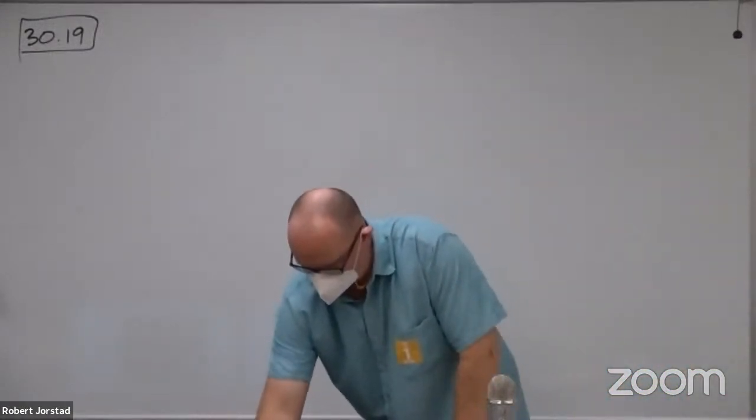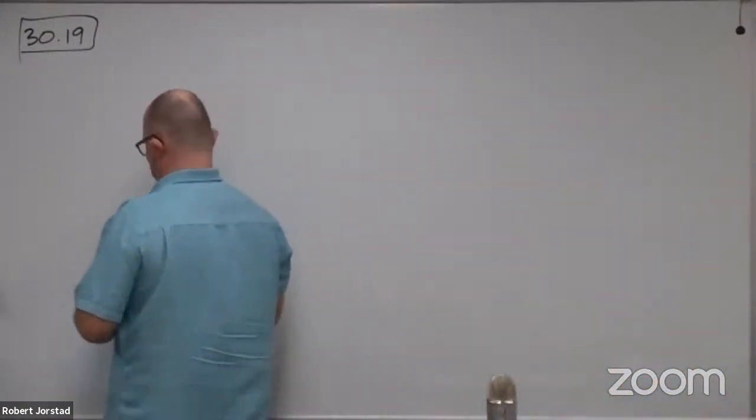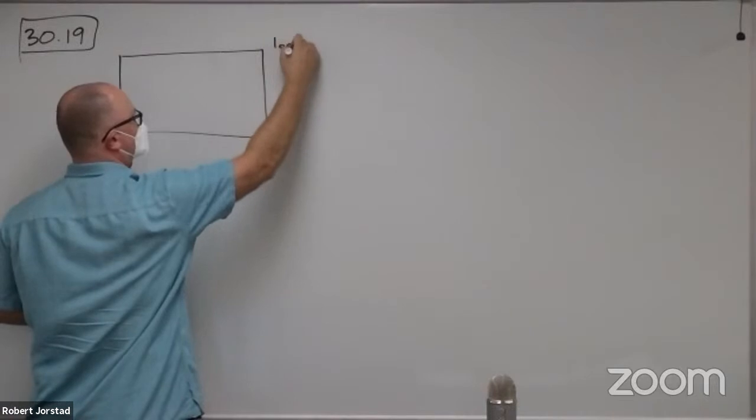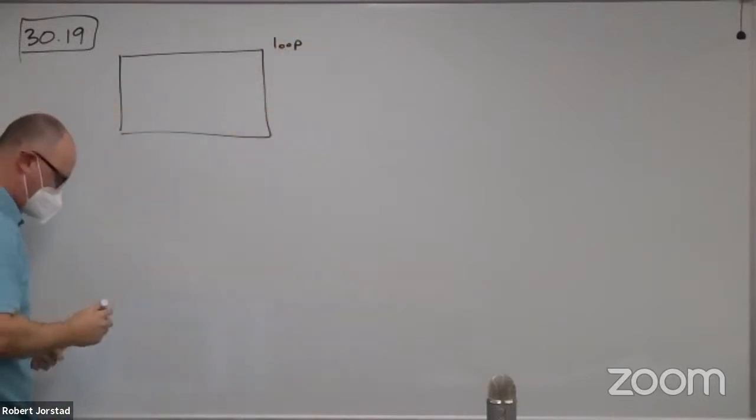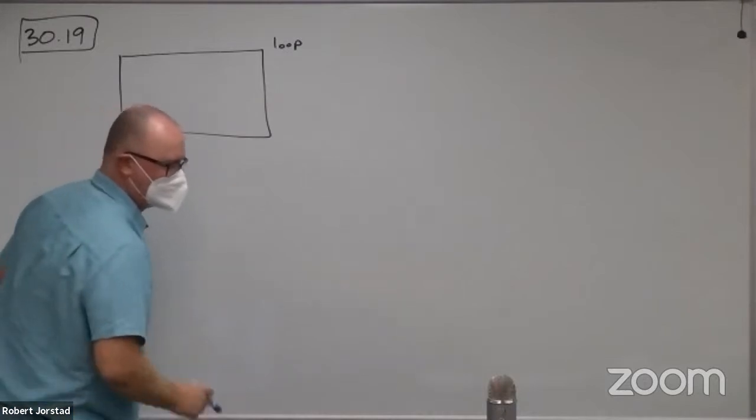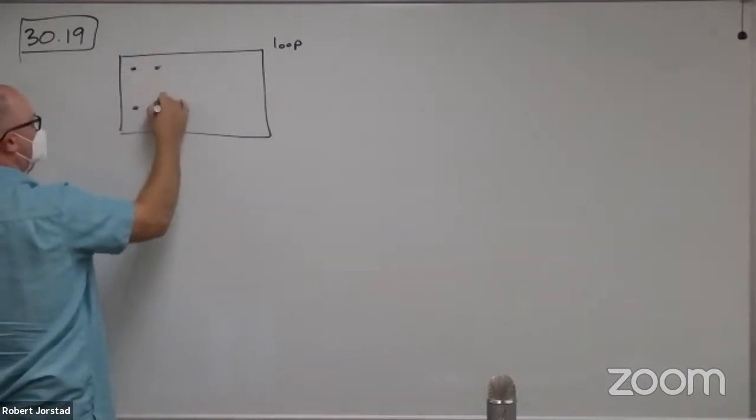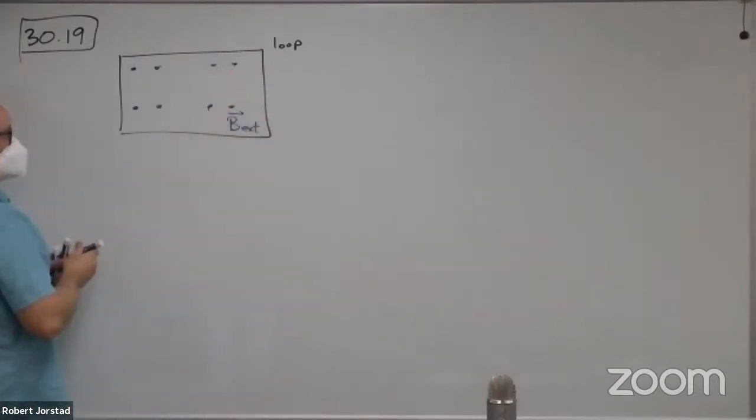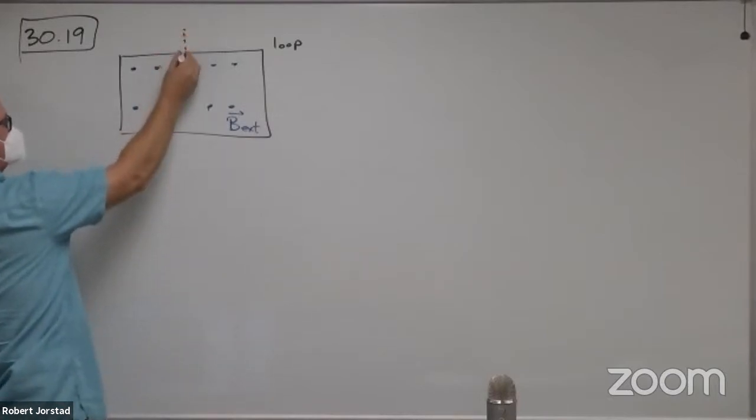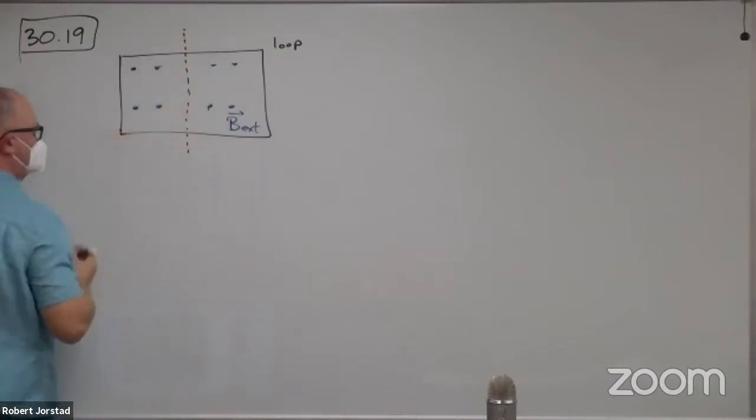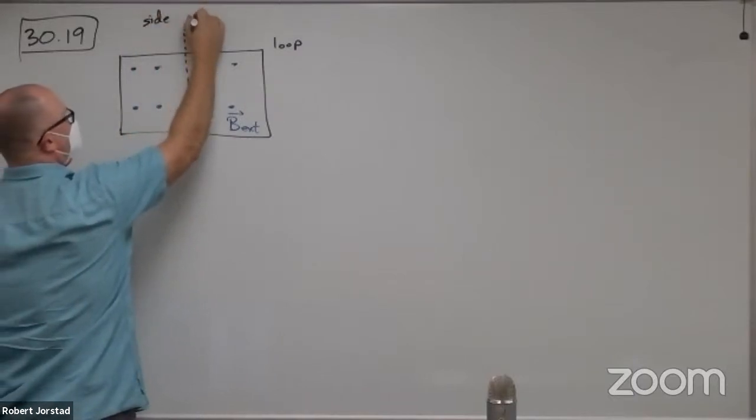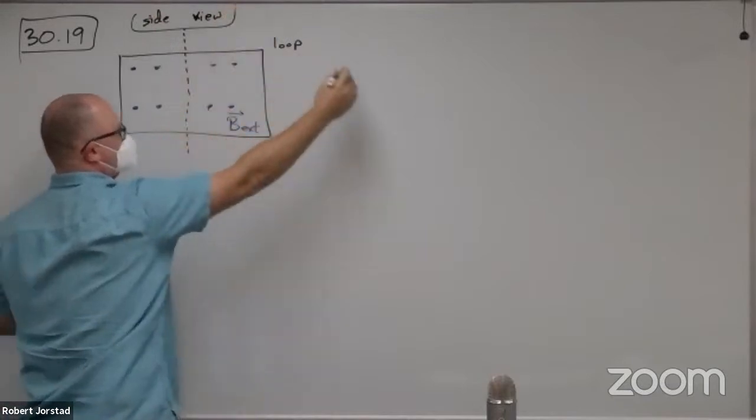We're going to go through the women's NBA again. You remember that? We've got a loop here. And then there's a B field out of the page. Is that right? Yeah. Thank you. So there's an external field this way. We're going to put an axis of rotation here. Now, in this case, this is a side view. I think it would help to have a top view, and that's why I drew one.